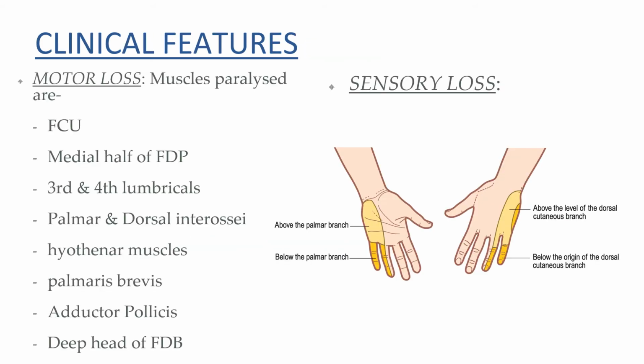Injury to ulnar nerve: the patient may present with a motor loss due to paralysis of flexor carpi ulnaris, medial half of flexor digitorum profundus, third and fourth lumbricals, all the dorsal and palmar interossei, hypothenar muscles, palmaris brevis, adductor pollicis and deep head of flexor pollicis brevis. And the sensory symptoms with which the patient with ulnar nerve paralysis presents are paresthesia or anesthesia over the medial 1.5 part of the hand on the dorsal and the palmar side.